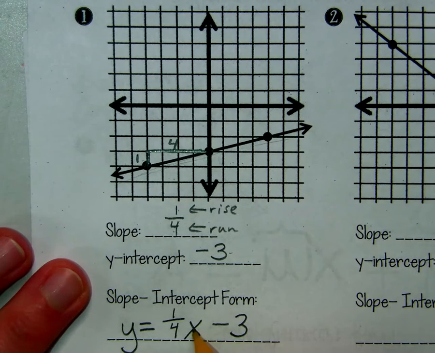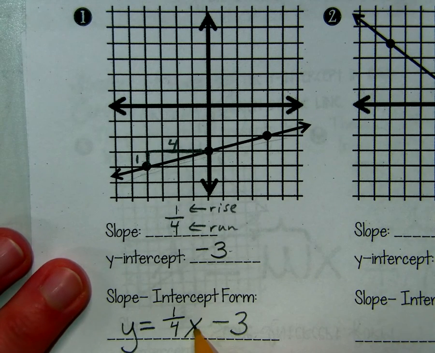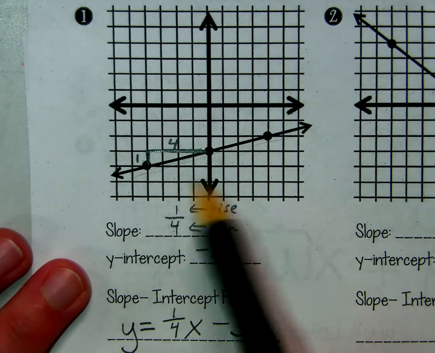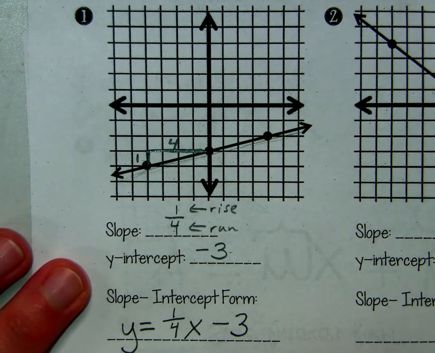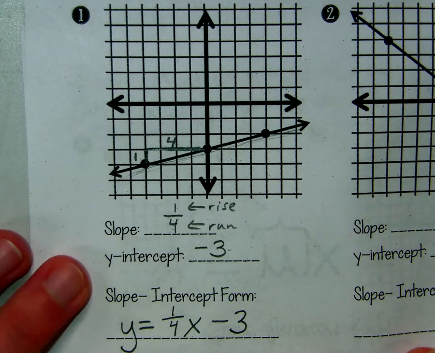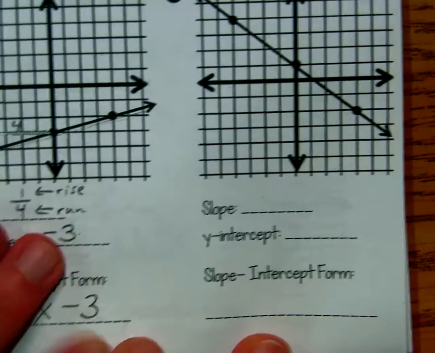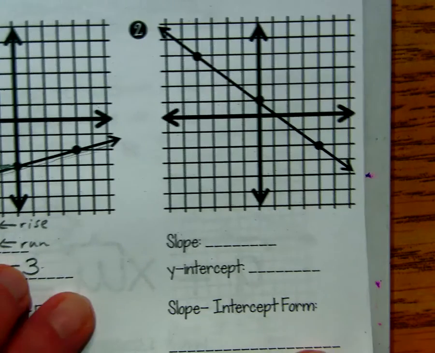You could put in all kinds of x coordinates and find out what the y coordinates are, and we could find all the different points that are on this line. Okay, so let's go over and take a look at number 2. See what that has for us.